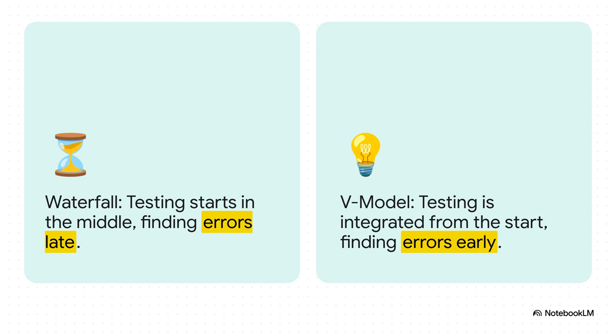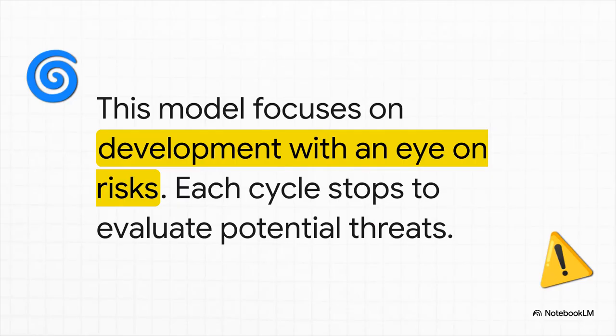It's a fundamental change in mindset. You're not waiting until the end to find bugs in the final product. You're trying to prevent them from the start by building quality checks into every single step. It's all about finding errors early, when they're cheap and easy to fix, not at the end when they're a total catastrophe. Okay, so the next evolution, called the spiral model, focused on a different problem.